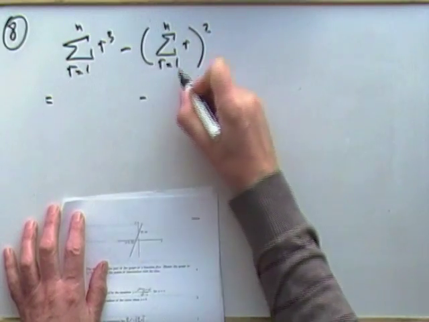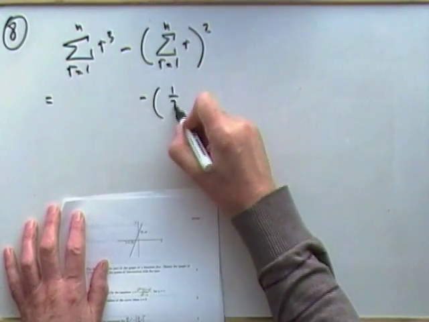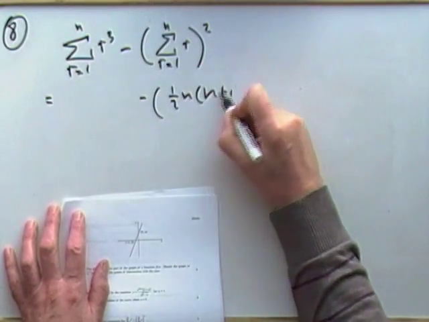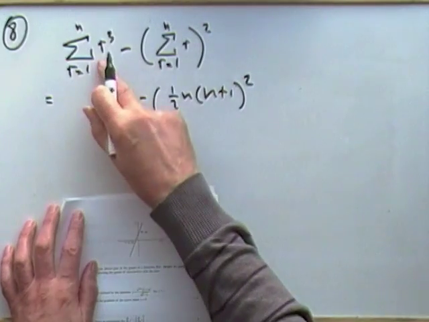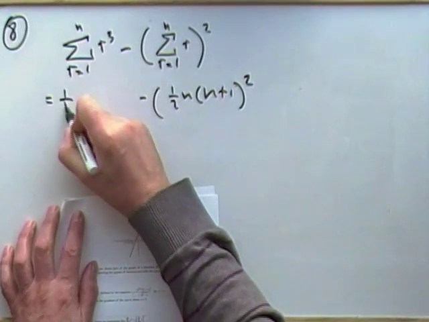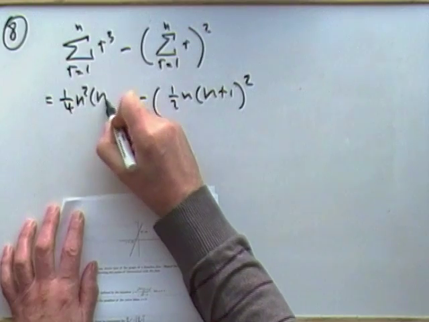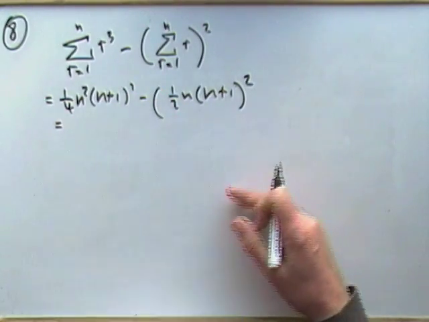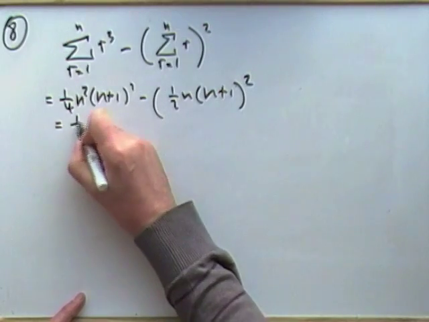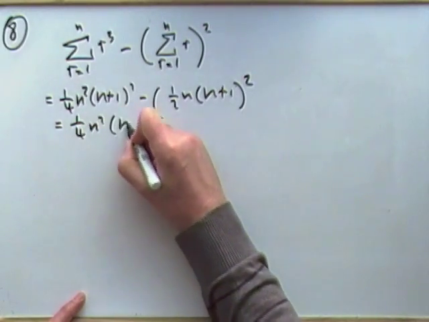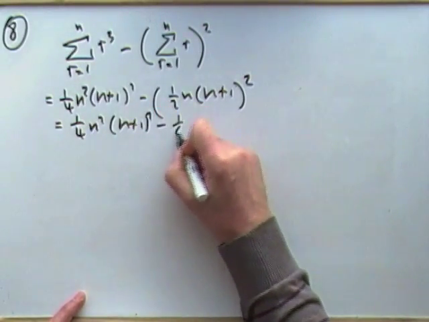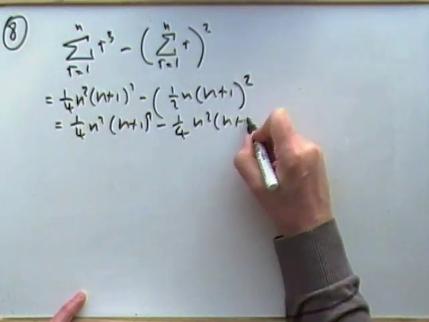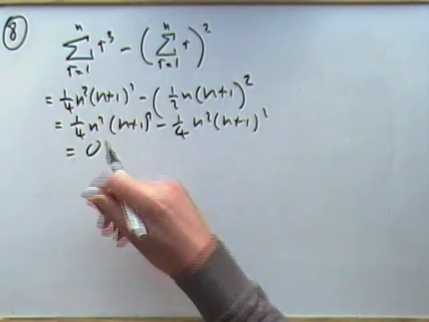I'll put this one down first. That expression is a half n, n plus 1, and r cubed is the same as that, only squared: a quarter n squared, n plus 1 squared, which means the difference between them must be 0. Don't really need to spell it out, I'll spell it out, it only says state. A quarter n squared, n plus 1 squared, minus a quarter n squared, n plus 1 squared, so that equals 0.